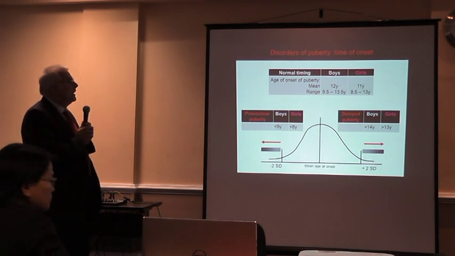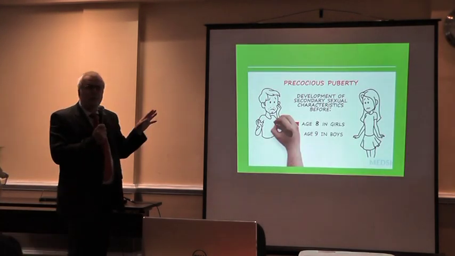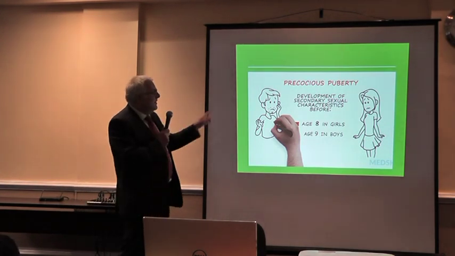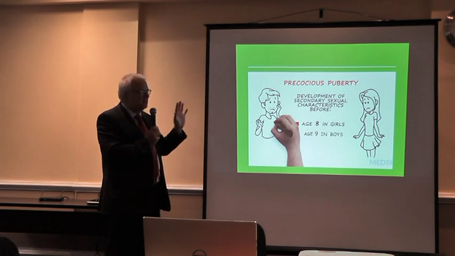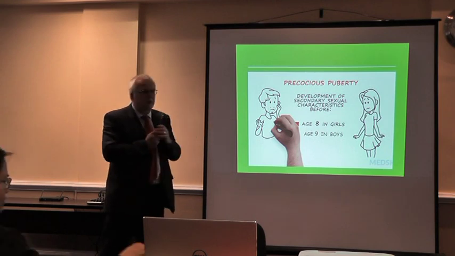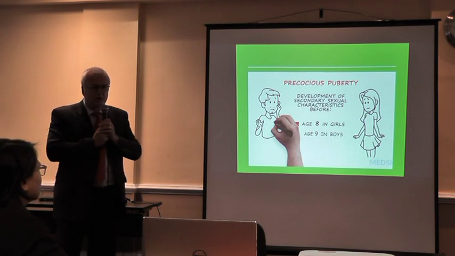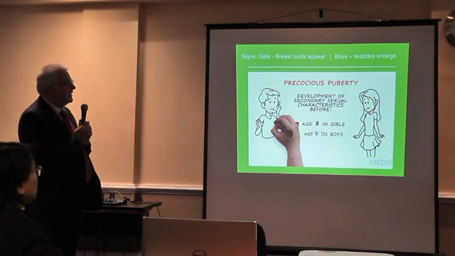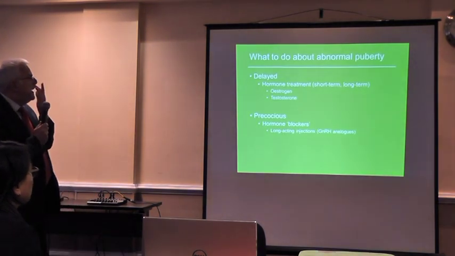Oh, and if you want to know a little bit more about the precocious puberty side of things, I found a YouTube video which is one of the little sketchy things which I think are really powerful ways of communicating. So it's relatively easy to find on YouTube. So breast buds and testicles enlarging, those are the signs.